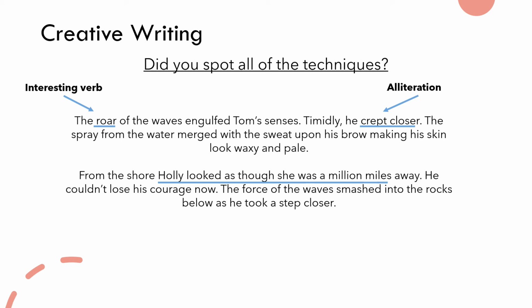Now if we move on to the second paragraph, from the shore Holly looked as though she was a million miles away. So there's actually two techniques in this one here. Because we've used the simile there and we've used the word like, we'd have to say that the technique has been used as a simile. It's comparing it to a larger distance than she actually is away from our main character. And then further on in the sentence, we've got the million miles, emphasizing just how far Holly is away from our main character, which would be an example of alliteration.